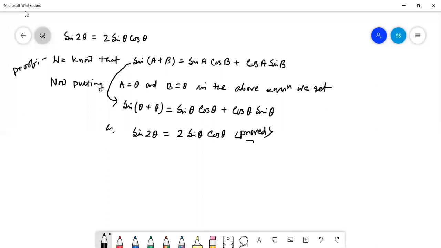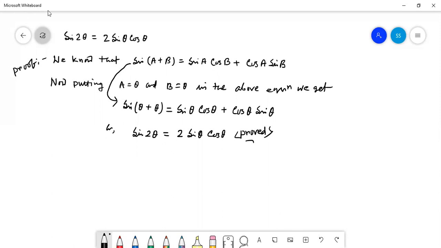Understood? We are just using the compound angle of sine of a plus b. Instead of a we are putting theta, instead of b we are putting theta, then we get the result sine of 2 theta equal to 2 sine theta cos theta. So that's the formula for sine 2 theta.